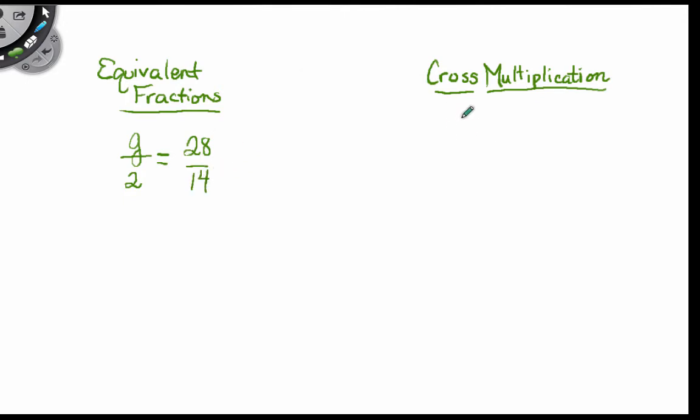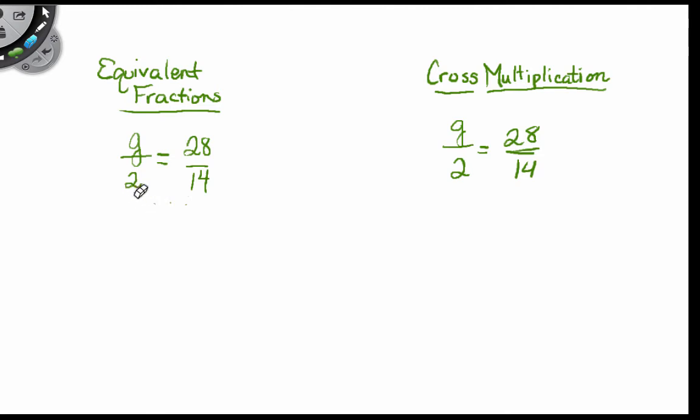And I'll write it over here for the cross multiplication way. G over 2 equals 28 over 14. So to get from 2 to 14, I know that that's a simple multiplication problem where all I have to do is multiply by 7. The problem is my variable is over on the left-hand side. So I need to go backwards.